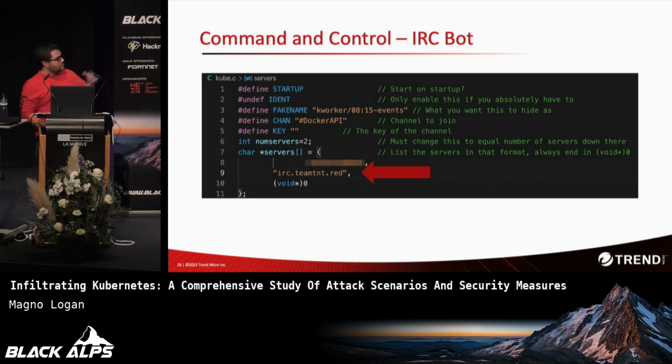How do we know? One of the indicators that this was TMTNT, right? If you can see here in the kubec file, these are one of the URLs for their IRC servers: irc.tmtnt.red.